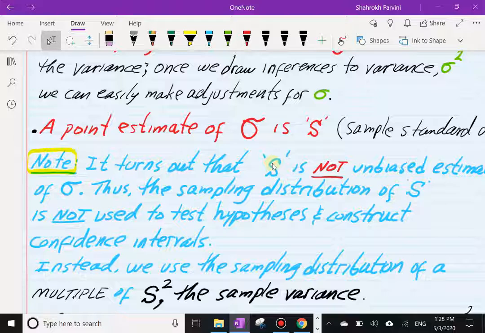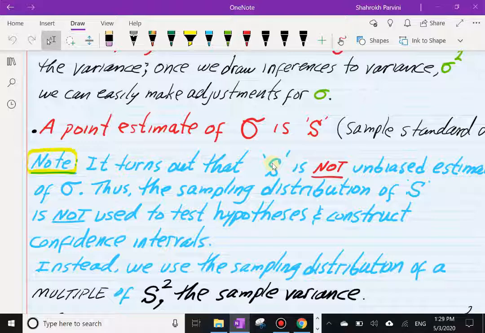Therefore, for that reason, the sampling distribution of S isn't used to test hypotheses and construct confidence intervals. And by the way, even if we wanted to, if you say, well, I don't want biased estimators, give me that sampling distribution, we wouldn't be able to do that because it doesn't have a nice closed form like we have in all other instances we had so far. We had to resort to simulations and generate these sampling distributions by taking repeated samples and so on and so forth, which would be beyond our reach for this course.